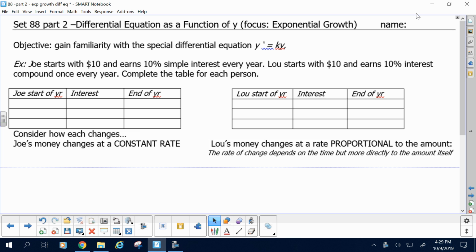Okay, here we go. Here's part two of set 88, the lesson on exponential growth as it relates to differential equations. So yesterday we talked about differential equations being any equation with either a derivative or dy, dt, differentials in it.